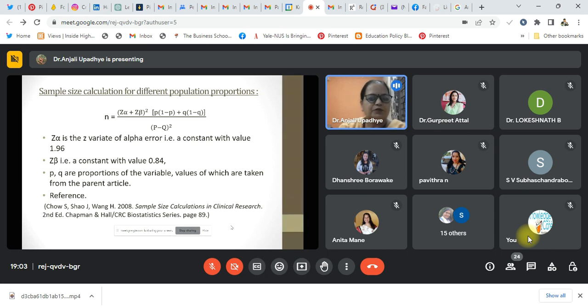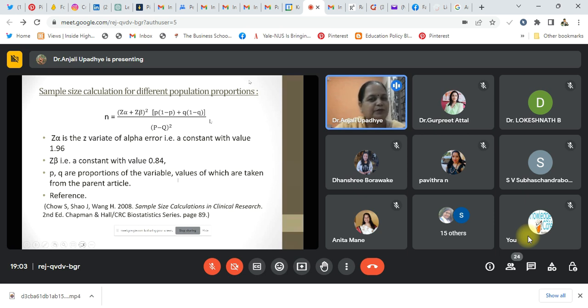Yesterday we saw this formula in Microsoft Word, but it is not possible to understand the formula in Microsoft Word. That's why I put it here on a PPT. That is n is equal to (z alpha plus z beta) whole square into [p into (1 minus p) plus q into (1 minus q)] divided by (p minus q) square. Now here we are considering the research design that the two comparative groups are there.